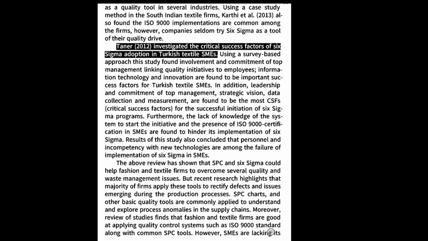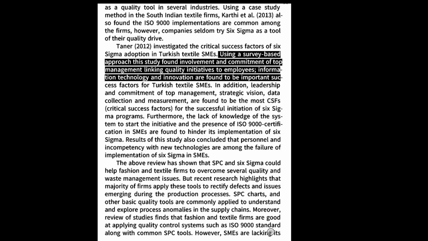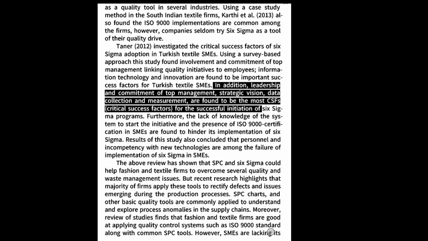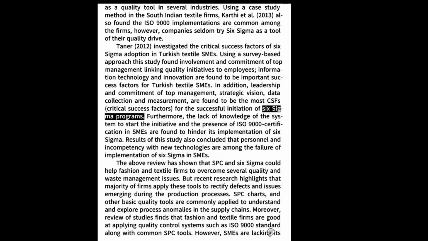Tainer 2012 investigated the critical success factors of Six Sigma adoption in Turkish textile SMEs. Using a survey-based approach, this study found involvement and commitment of top management, linking quality initiatives to employees, information technology and innovation to be important success factors for Turkish textile SMEs. In addition, leadership and commitment of top management, strategic vision, and data collection and measurement are found to be the most critical success factors (CSFs) for the successful initiation of a Six Sigma program.